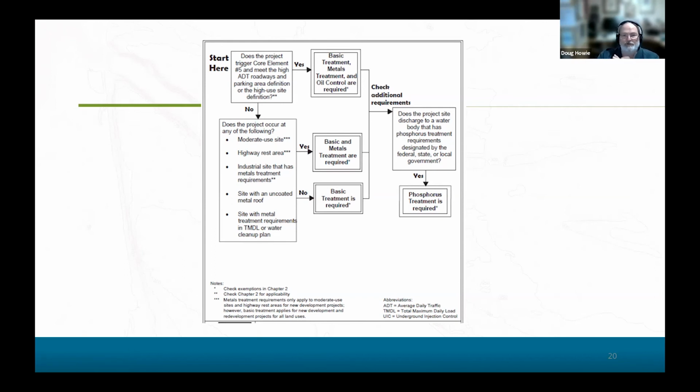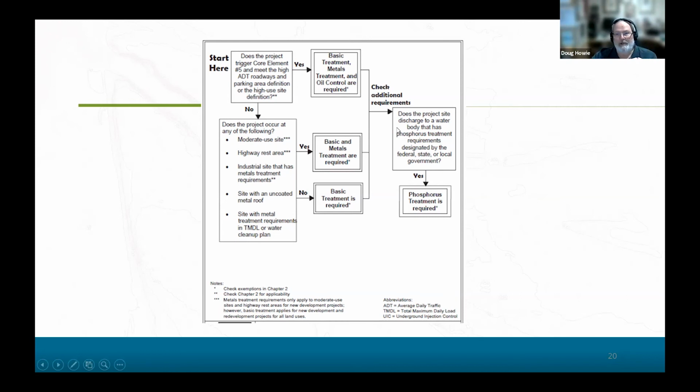And phosphorus treatment is determined by where the water goes. Basic, metals, and oil treatment are determined by the land use. Phosphorus treatment is determined by where the water goes. So if you're not going to a water body that has phosphorus treatment requirements, you don't have to add phosphorus treatment, but you still have to do the level of treatment that's been identified in the middle of this drawing.